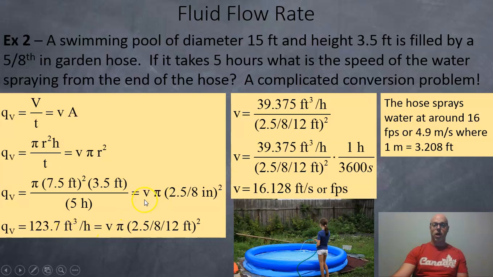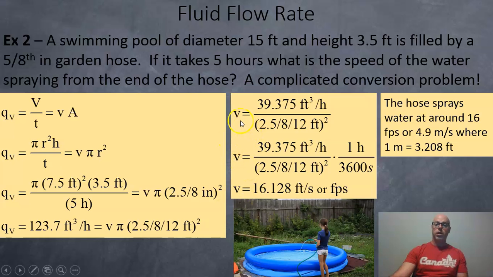But on the other side, we have the speed times pi times half the diameter of the hose, which is 2.5/8 of an inch. But if we're using cubic feet over here, then we probably want to use feet over here as well. So we're going to divide by 12 to get the feet. So 2.5, which is half of the 5, 8 for the eighths, and then divide by 12 to turn into feet, and we're going to square that.